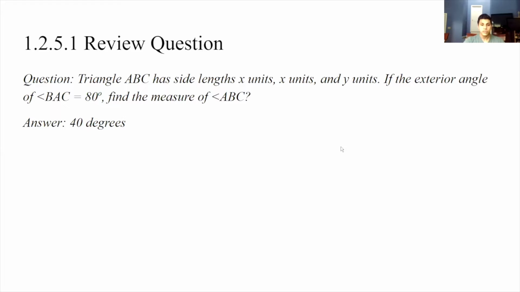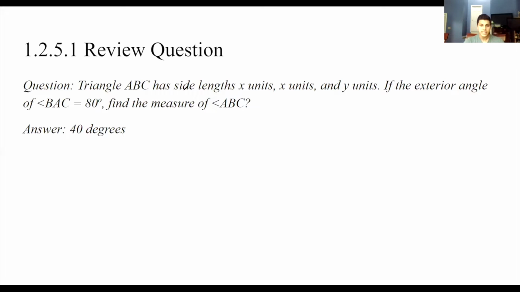So the first two things that we should do is try to change the question to make it a little bit easier to understand, and then draw a diagram to represent the situation. So I'm going to read this first sentence right here. Triangle ABC has side lengths x units and y units. That's a little difficult for us to understand.